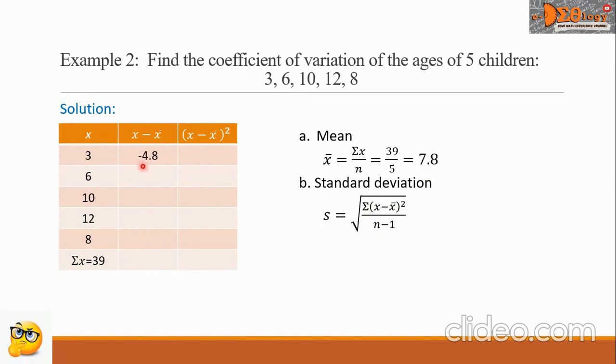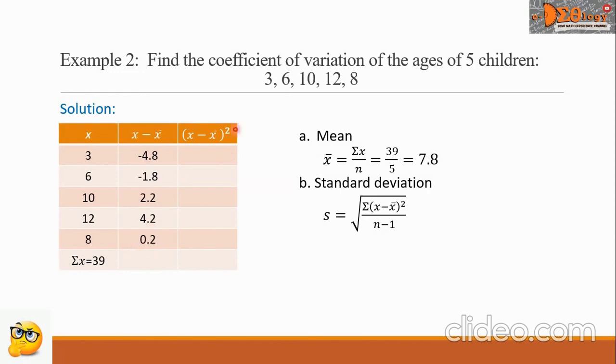So that is negative 4.8. The second blank is 6 minus 7.8. And the difference is negative 1.8. Next, 10 minus 7.8. And we have 2.2. Next is 12 minus 7.8. And the answer is 4.2. The last blank is 8 minus 7.8 equals 0.2.